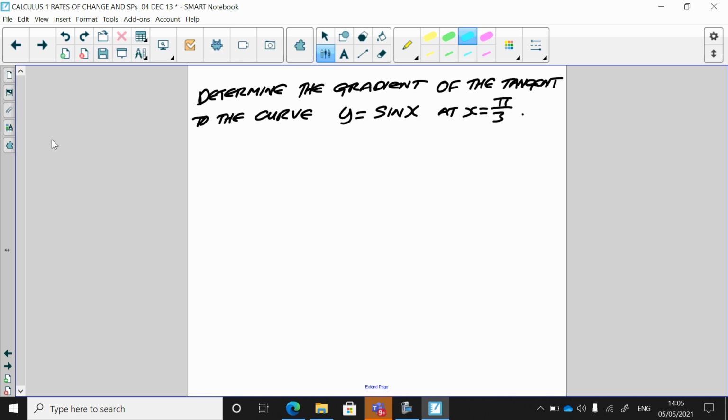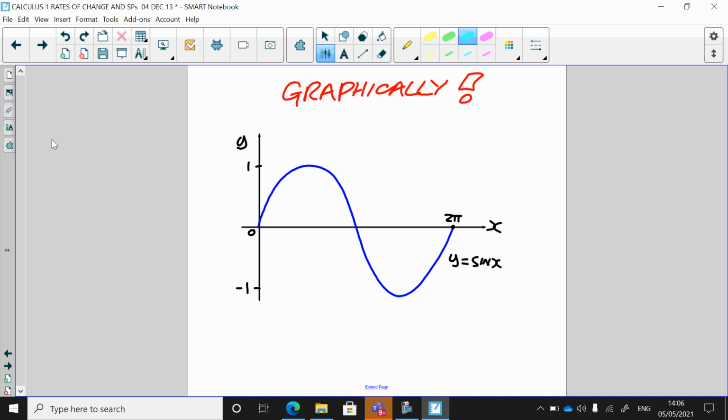Here in another scenario, we've got a sine curve, y equals sine x, and we're looking at the x value of pi over 3. Whenever trigonometry meets calculus, we'd be dealing in radian measures, so we need to watch for that. Anyway, let's go and get a wee picture here.